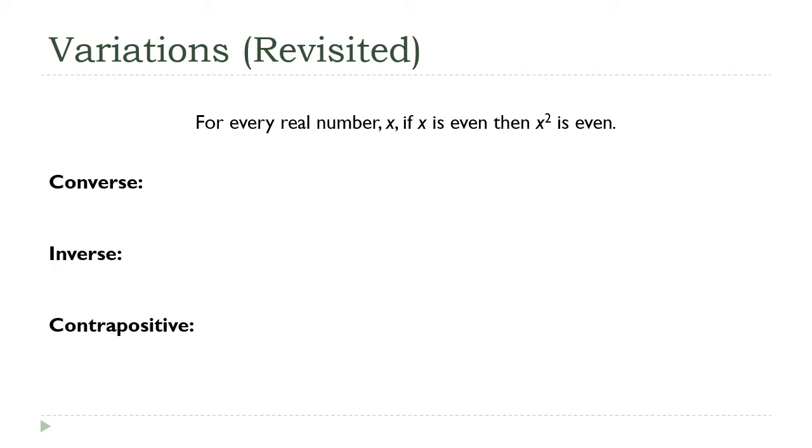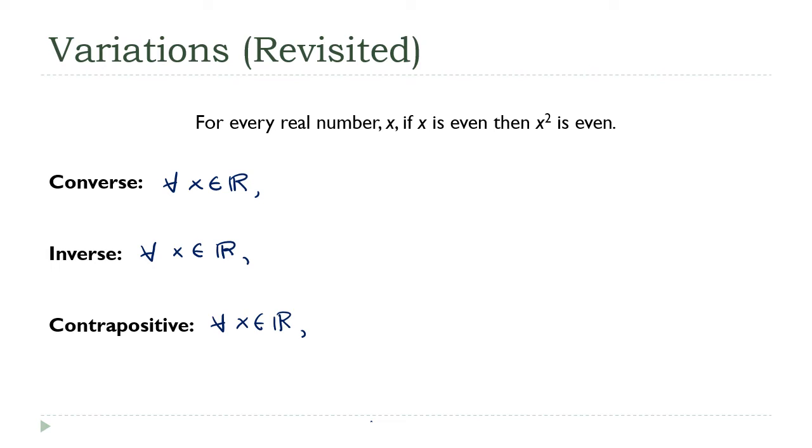So I've got a quick example here for us to run through, and this should all be very familiar. We're going to start with the universal conditional statement: for every real number x, if x is even, then x squared is even. Right, so they're all going to start. And I'm going to use the logical form here for no other reason than it's quicker to write. For every real number x, it's going to be the same in all three. And what is the conditional part?